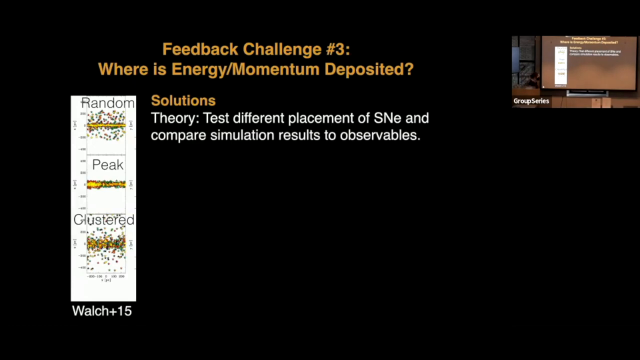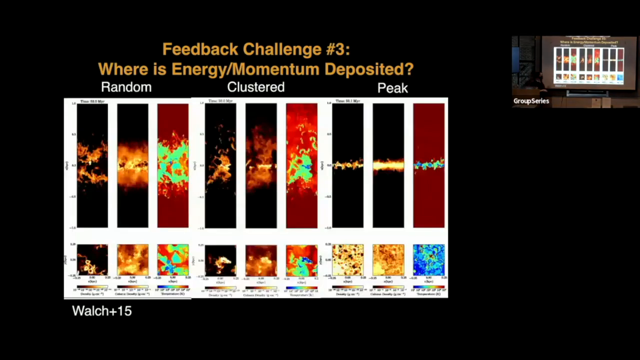So in terms of theory, I think a nice thing to do is just say, okay, what is the impact on the observables if I shift, for example, where the supernovae occur? There's a really nice paper by Steffi Walsh in 2015 who placed supernovae in different locations. The top is that they had a random distribution in a galactic disk. The middle was that they were located at the peak of the density field. And then the bottom is if they were clustered, so 50% were at the peak density field and 50% were randomly distributed. And then she looked at how this impacts the gas in the disk and the outflows that are produced.